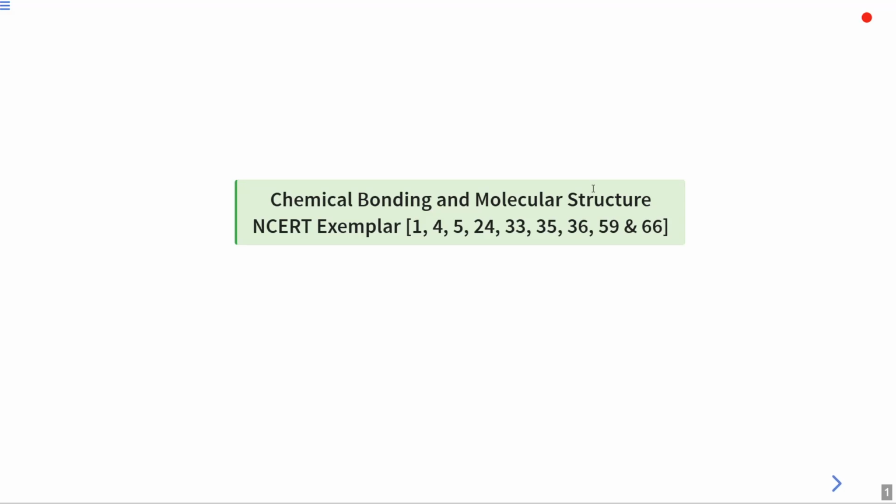So today we will do the NCERT Exemplar of the chapter Chemical Bonding and Molecular Structure. In this session we will be seeing question number 1, 4, 5, 24, 33, 35, 36, 59 and 66 of the NCERT.